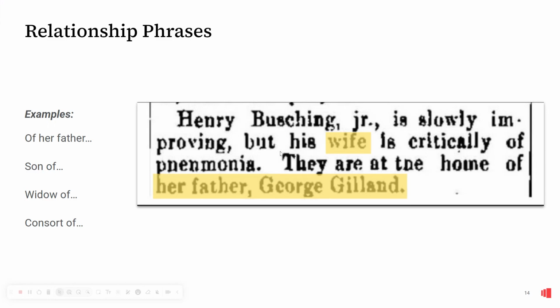So this one, I just find this so interesting and so very typical. This one is talking about a female. And we don't know who this female is, but we do know some things about this female. She is the wife of Henry Bushing Jr., and they are at the home of her father, George Gilland. So we know a maiden name for her, we know her dad, and we know who she is married to. So this is a way to put relationships of people in order by looking for those different variants of relationships.